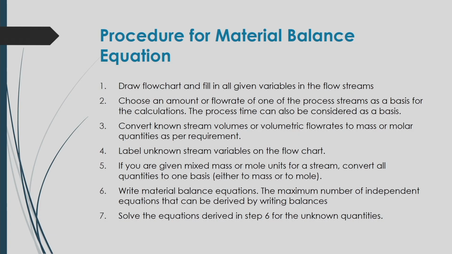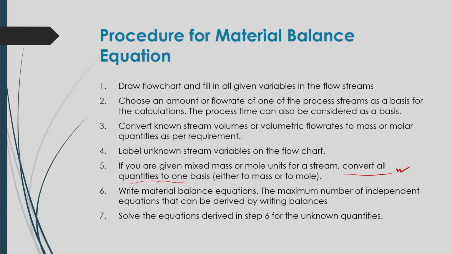Then convert known stream volumes or volumetric flow rates to mass or molar quantities as per requirement. Label unknown stream variables on the flow chart. If you are given mixed mass or mole units of a stream, convert all quantities to one basis, either mole or mass. It is very important here: you cannot use mixed units.